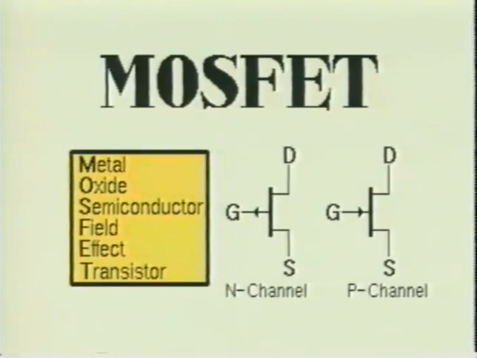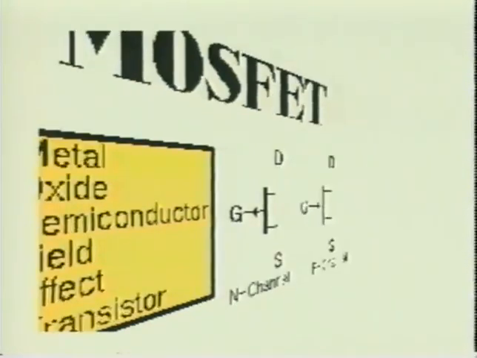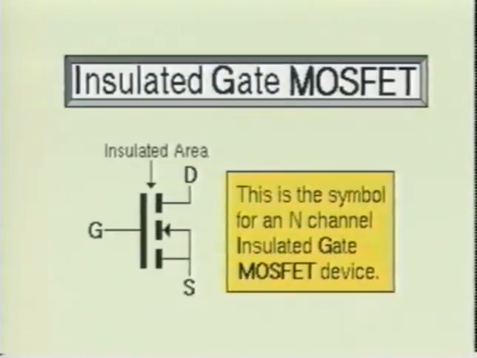Here we see a MOSFET device. MOSFET stands for Metal Oxide Semiconductor Field Effect Transistor. There are many types of MOSFET devices. Here we see another type of MOSFET device. As you may have noticed, this device has an insulated material placed between the gates and the channel material. This device is commonly referred to as an insulated gate metal oxide semiconductor field effect transistor.